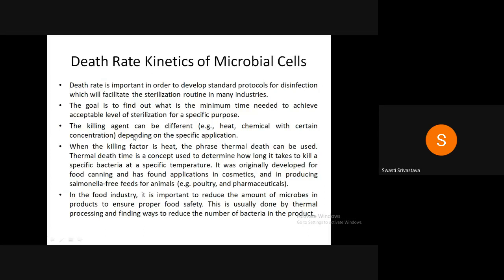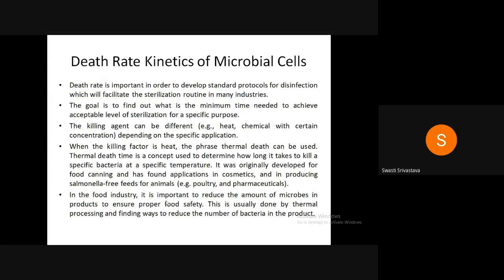Now we come to the death rate kinetics of the microbial cells. As I told you, the death rate is important in order to develop standard protocols for the sterilization, decontamination or disinfection of the processes in industrial setups. So, the goal is to identify the minimum time that will be needed to achieve an acceptable level of sterilization for a specific purpose.